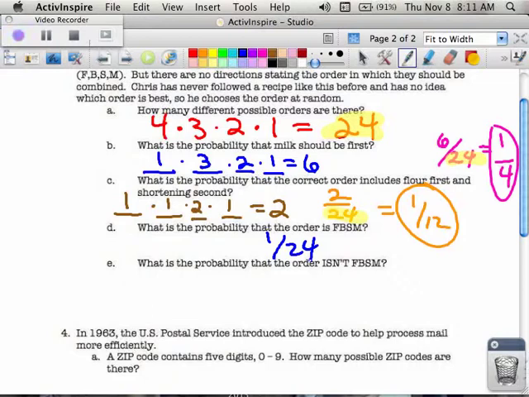And what about, what's the likelihood that it's not going to be that then? Excellent. 23 out of 24. So 23, which is the ways that are left over, out of the 24 ways that you could have done it, is when it's not going to be the F, B, S, M.